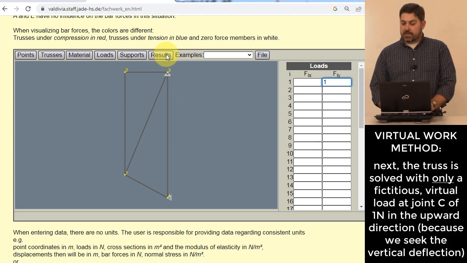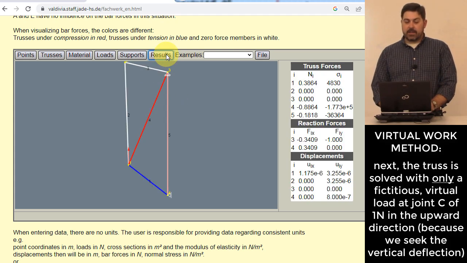Nothing else changes, and therefore, once I do that, I can hit my results tab again, and it gives me all of these results. Notice here that there are actually 2 members that are zero force members when I do this one, right? I've got this vertical member right here, as well as that one that was originally also a zero force member. Why are those 2 zero force members?